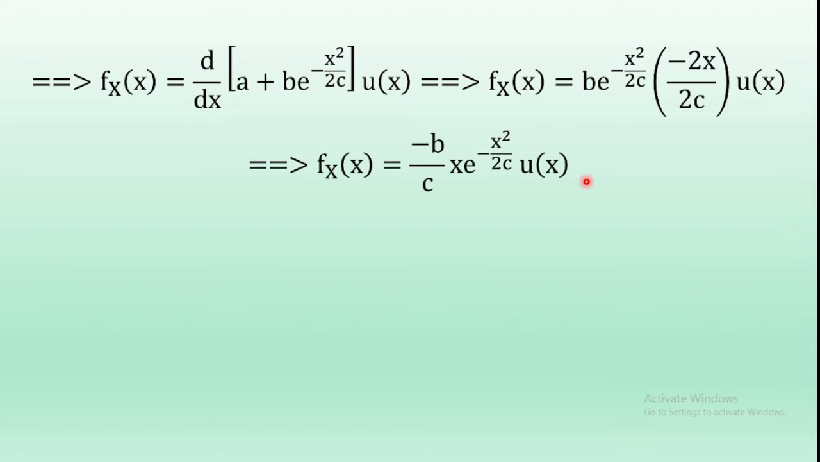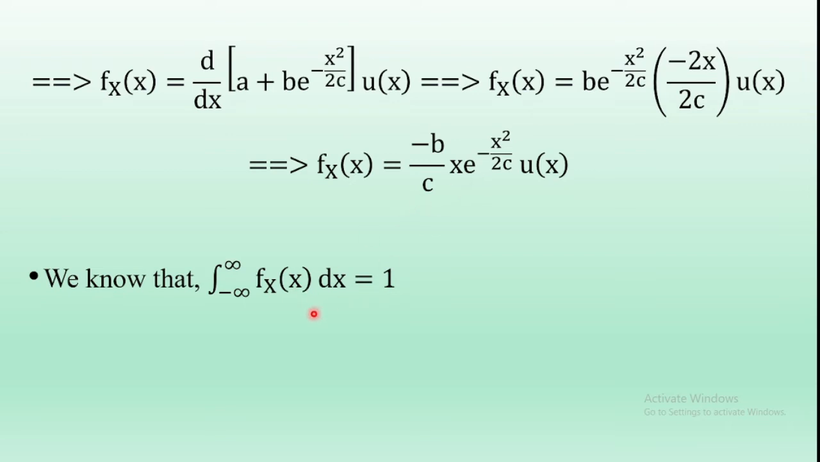So find out the constants a and b. Now the density function is calculated. We know that the area under the probability density function curve is always equal to 1. That is, the integral from minus infinity to infinity of fx of x dx is equal to 1. Using this equation, we can determine the b value.